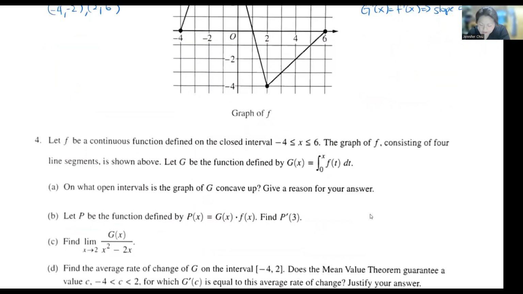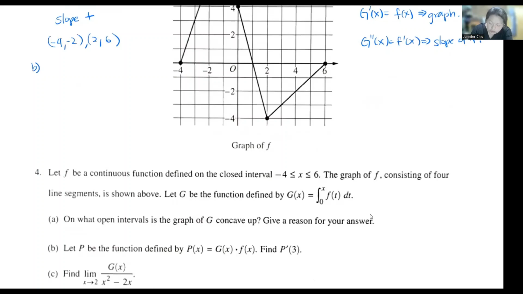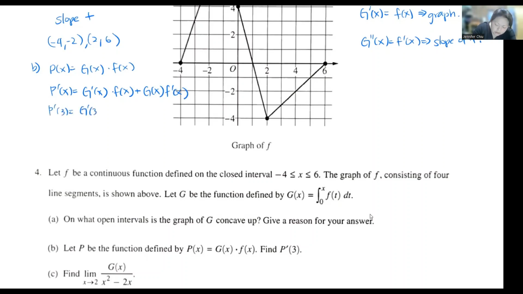Let P be the function defined by P of x equals g of x times f of x. Find P prime of 3. Okay, so this is product rule. Be careful. First thing, I'm going to take the derivative. P prime of x equals the derivative of the first times the original of the second, plus keeping the original first times the derivative of the second. Now I put in 3. So P prime of 3 equals g prime of 3 times f of 3, plus g of 3 times f prime of 3.